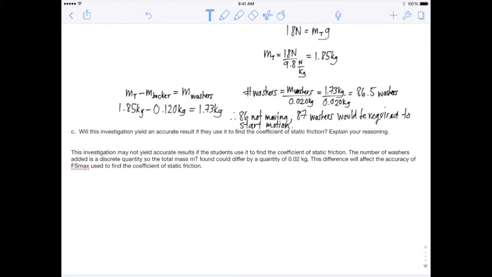The number of washers added is a discrete quantity, so the total mass found could only differ by a quantity of 0.02 kilograms. This difference will affect the accuracy of the maximum force of static friction used to find the coefficient. You would need smaller incremental masses in order to determine an accurate value of the coefficient of static friction.